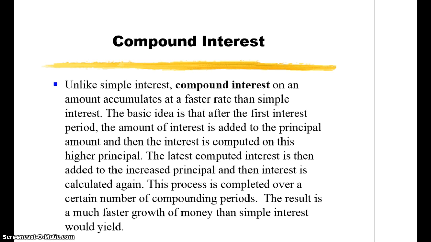Well, we've looked at simple interest so far, but unlike simple interest, compound interest on an amount accumulates at a much faster rate. So, the basic idea is after the first interest period, the amount of interest is added to the principal, right? So if you've invested some principal, you've compounded interest on that principal, and that interest is added to your original principal. Okay? So then the interest is computed on this higher principal because now you have a higher principal. Well, the latest computed interest is then added to the increased principal, and then interest is calculated again, and we continue this process over and over and over. So the result is just a much faster growth of money than simple interest would give you.